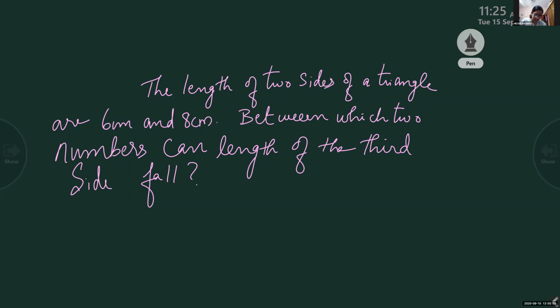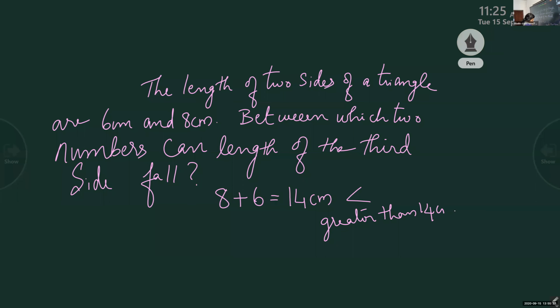Difference between any two sides should be less than the third side. Eight plus six, how much? 14 centimeter. So the third side should be always greater than 14 centimeter. Okay, first condition, greater than 14.